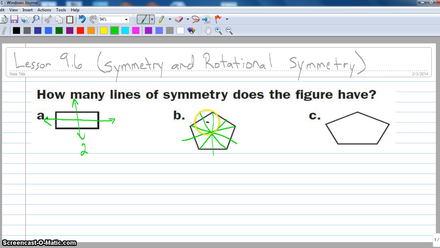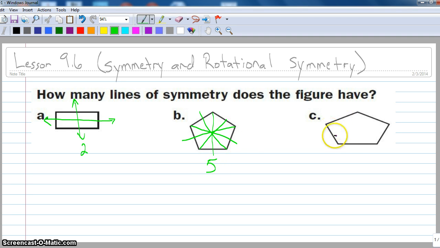This is a regular pentagon, which means that it's not squished in, nothing like that. You see over here, this is a pentagon also, but it's squished in right here. So this is off. This is a regular one. In a regular hexagon, you have 6 lines of symmetry. In a regular octagon, you have 8, and so forth. So this has 5.